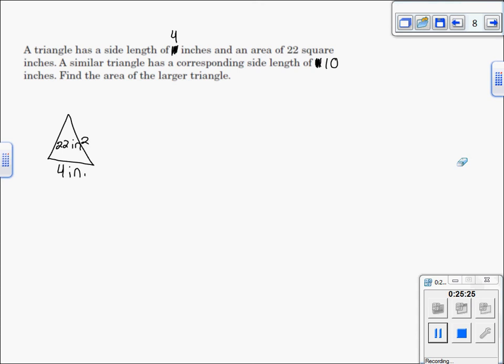And it says this one has an area of 22 square inches. A similar triangle has a corresponding side length of 10 inches. So 4 inches, 10 inches, this one's going to be the bigger one. I made it the bottom last time, so I'll make it the bottom this time. And it says find the area of the larger triangle. We don't know how many square inches, that's what we're looking for. So how many square inches is this one? Same thing as last time.